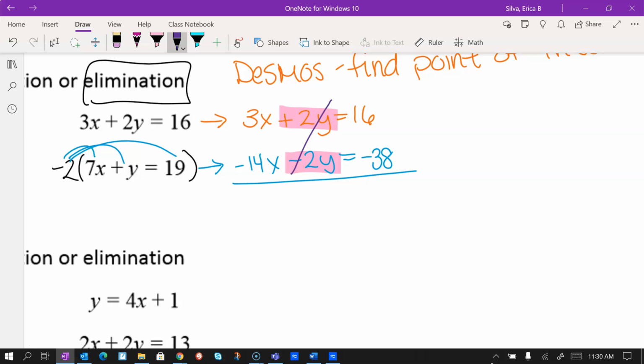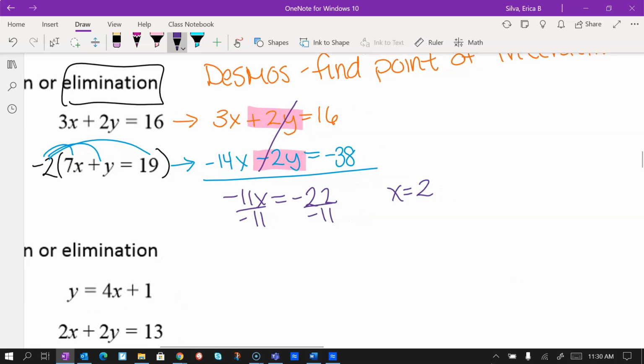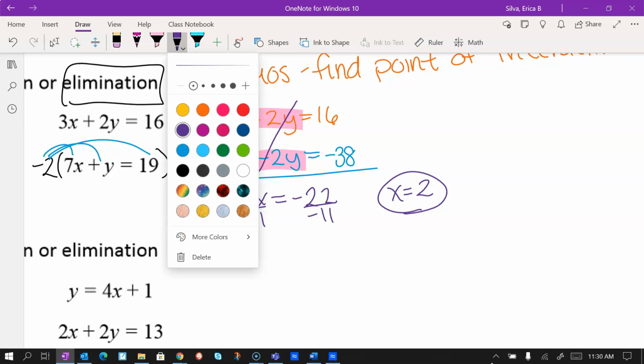So 3x plus -14x gives us -11x. 16 plus -38 gives us -22. Then we're going to divide by -11, and x is equal to 2. Now that we know our x value, we can go back in, plug it into whatever original equation we have, and then solve for y.